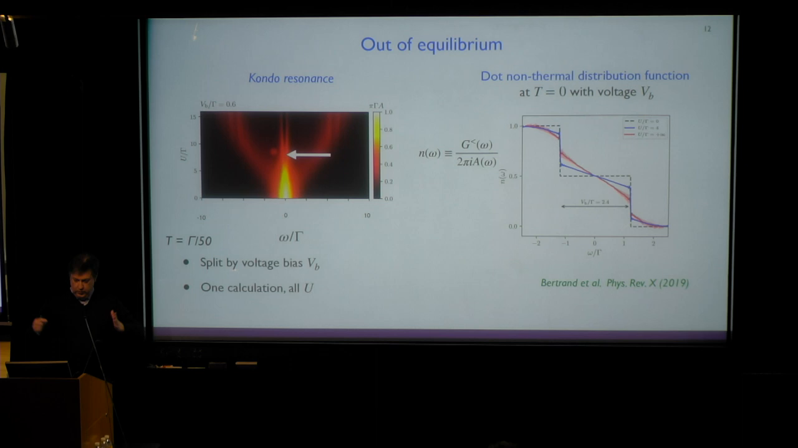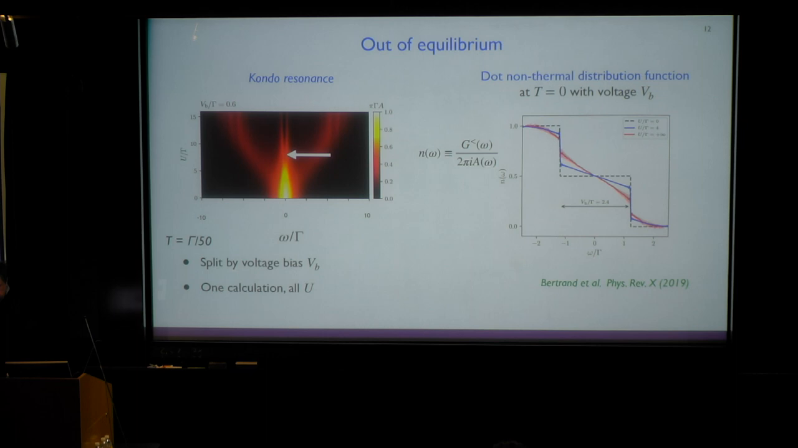You have a very, very narrow resonance at the origin without interaction. It gets narrower and narrower exponentially, and it splits here because of the voltage, at large voltage, and is destroyed by non-equilibrium effects. This is a finite voltage calculation, low temperature. And the point I want to emphasize is that this is one calculation, because I have the series. As soon as I have my perturbative series, I can compute the whole thing at once.